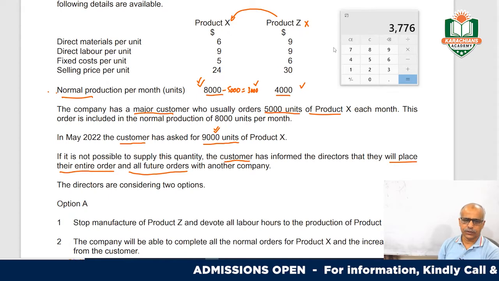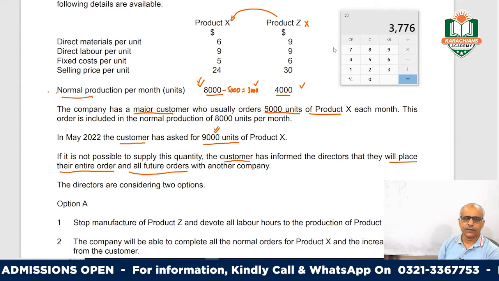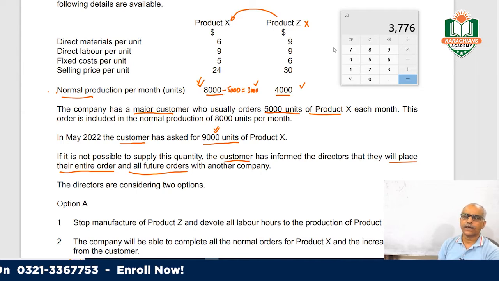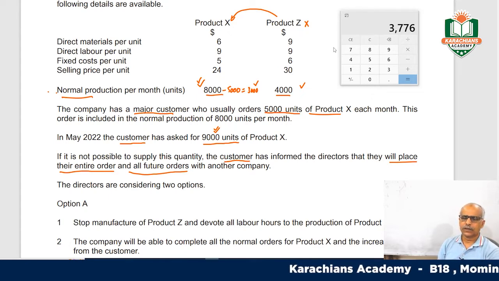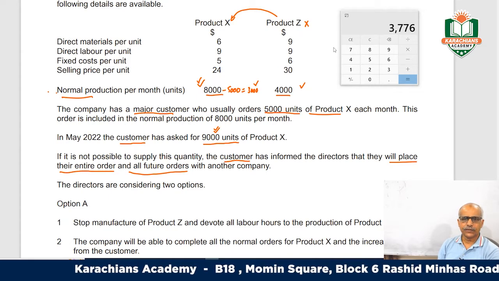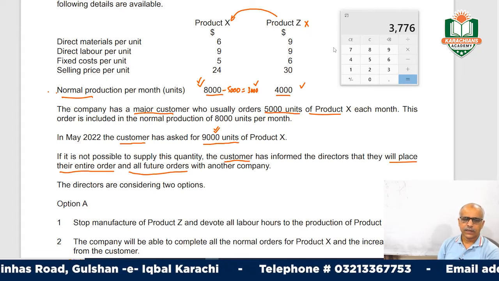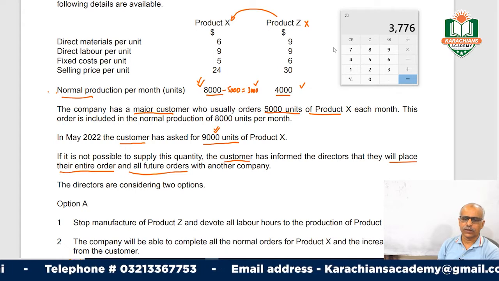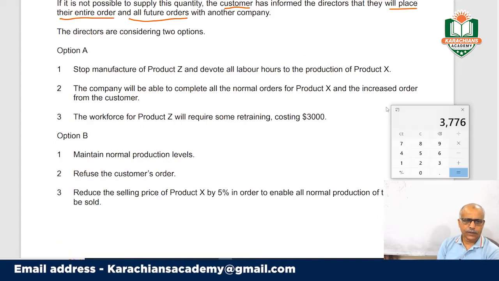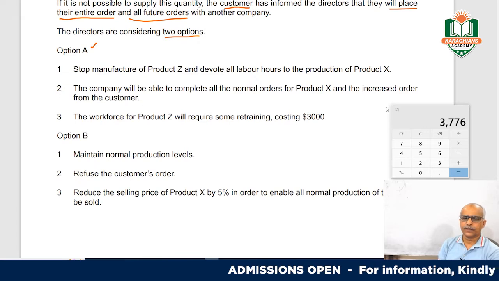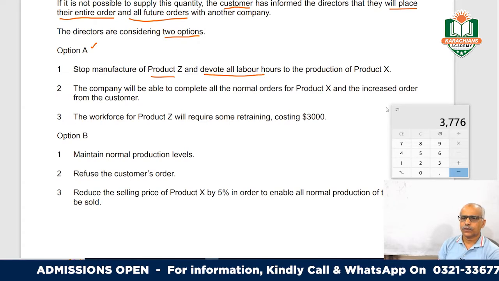The directors are considering two options. Option number one: stop manufacture of Z and devote all labor hours to the production of product X. This is very much clear, as I explained: they have to stop Z production, then its fixed cost will go to product X. The company will be able to complete all the orders of product X. This is option number one.